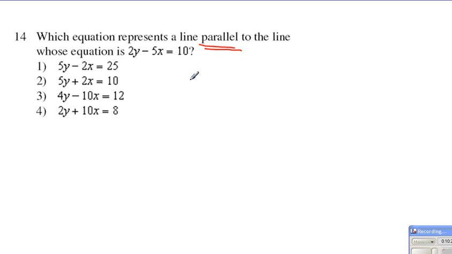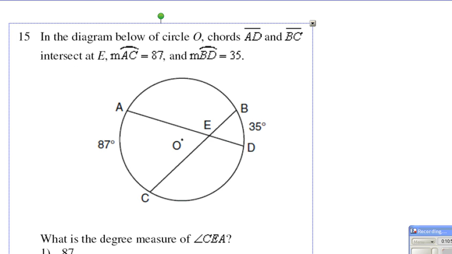Parallel means the same slope. What is the slope here? In fact, you can just bring this one over to the other side and then try to do it. Even though that is possible, since it's parallel, the same slope, slope means the same ratio, which makes, notice that 2 to 5, 2 to 5, in fact, can be found only in choice number 3.